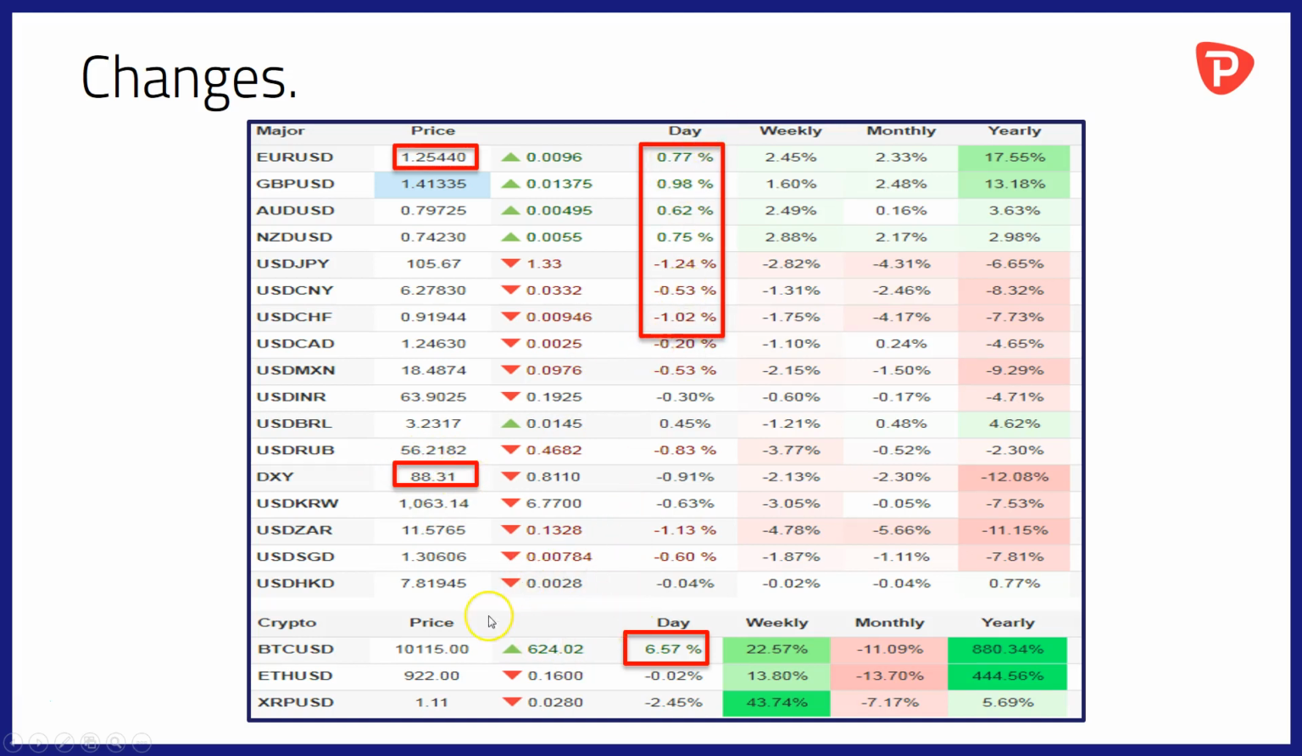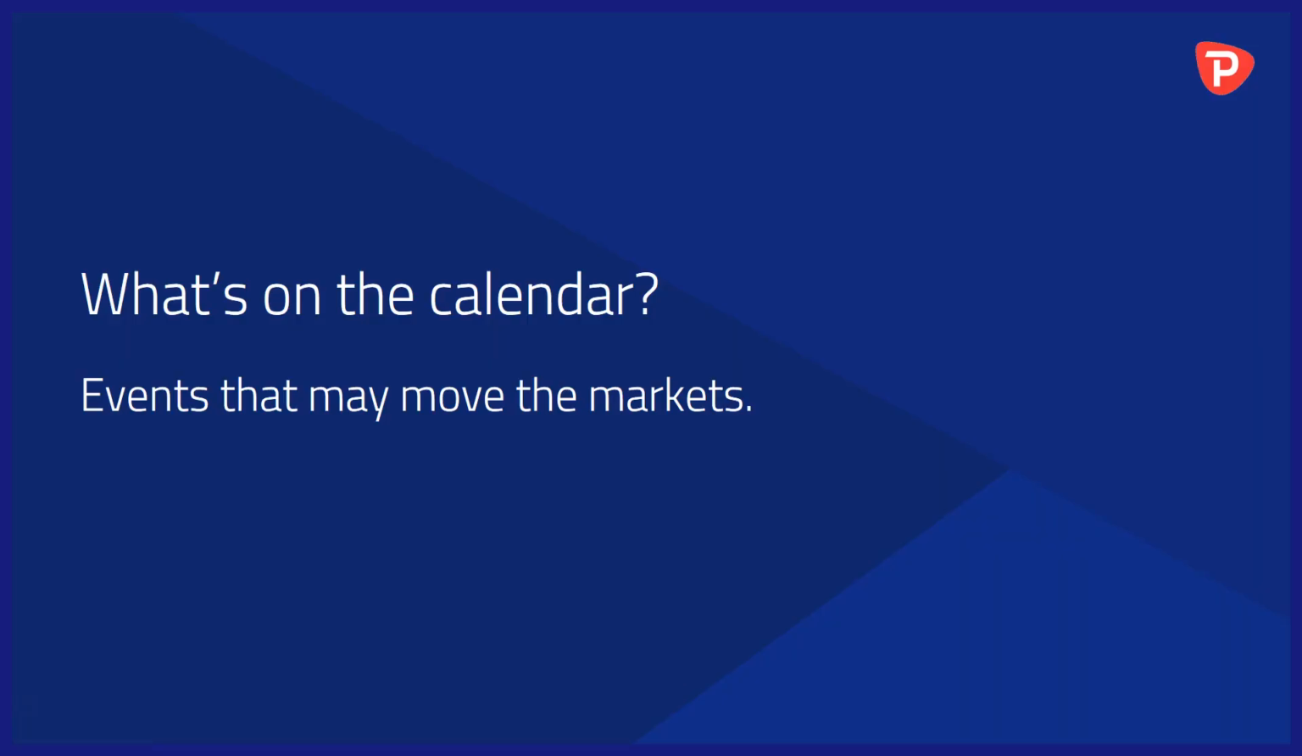Moving to the world of cryptocurrencies, a bit of divergence there today. Bitcoin is up by around 6.5%, Ether largely unchanged, and Ripple down by some 2.45% shortly before we recorded the video.